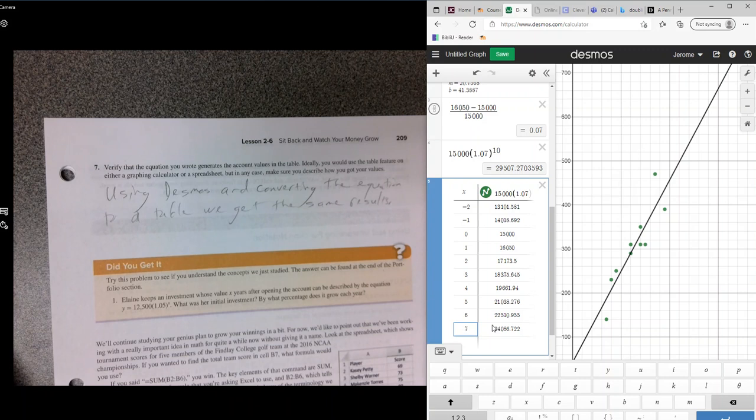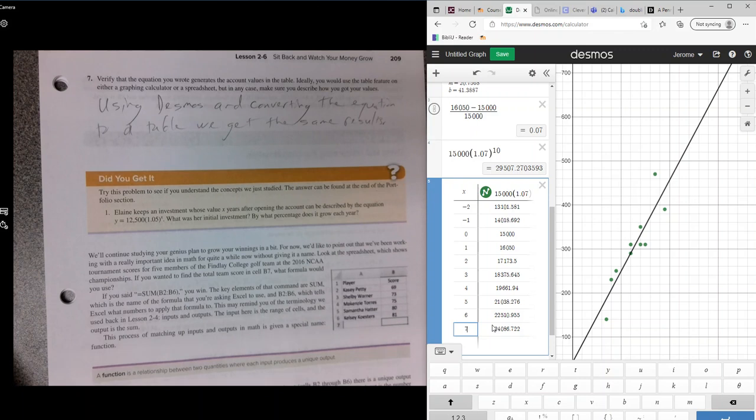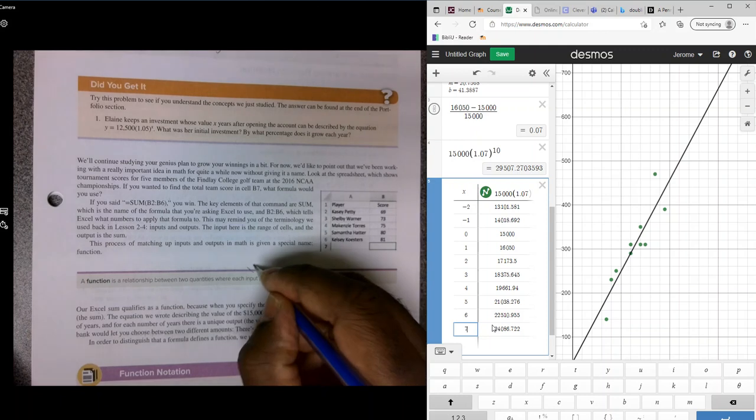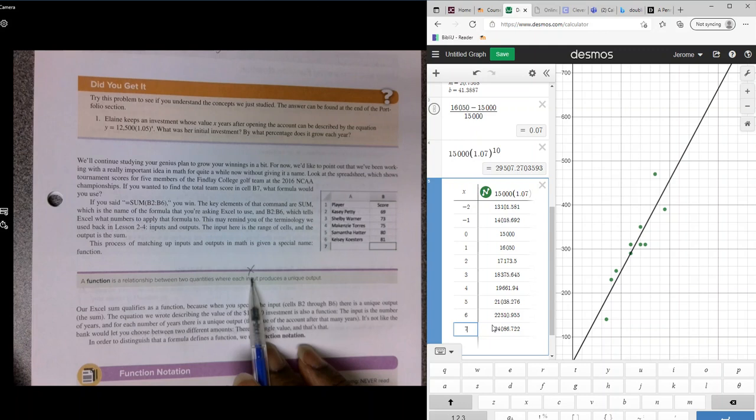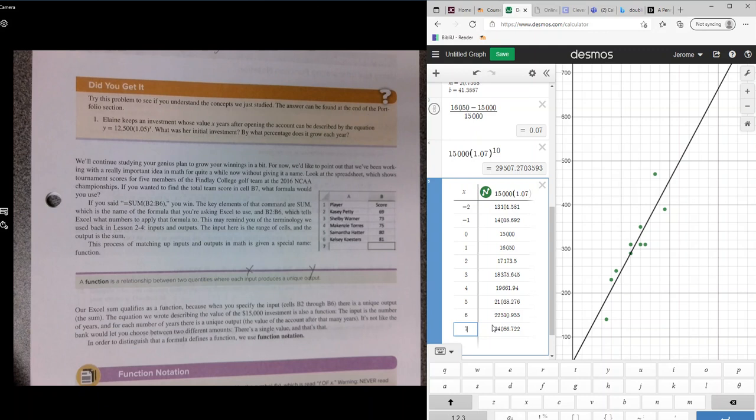But I want you to look at this tan box here. It says a function is a relationship between two quantities where each input produces a unique output. So basically it's saying that where each x value, where each x produces a unique y. That's basically what it's saying to you. So basically, you cannot have the same x value. If you have the same x value, which is your input, it's not a function. You can have the same y value, but you cannot have the same x value.